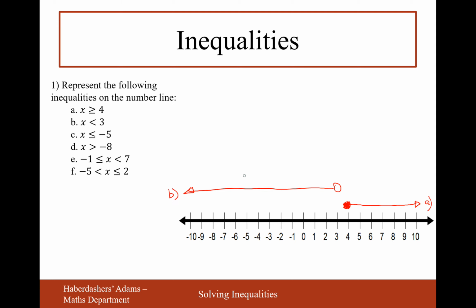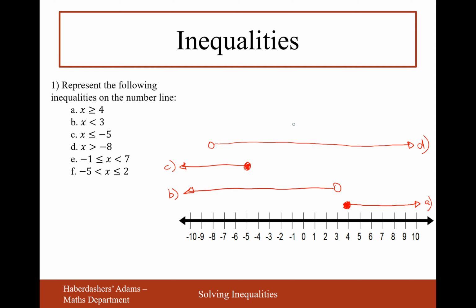The answer to part C is at minus 5. With the circle coloured in, it needs to be less than minus 5, so it'll be pointing that way. That'd be arrow C. D will be down at minus 8, so D will be here. Circle not coloured in, and it needs to be bigger than minus 8, so it needs to point up in that direction, that's arrow D.